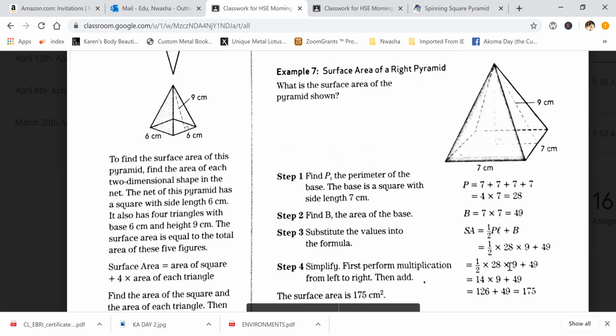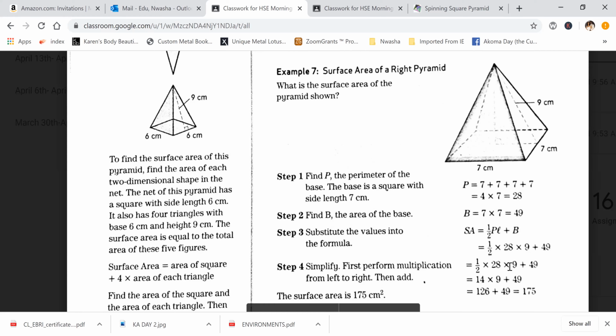Now they're saying, what's the area of the base? That's a capital B. So now this is just 7 times 7 is 49. So those are the 2 numbers that you need to substitute into the formula. So now finally in step 3, they're telling you to use the surface area formula, which is 1/2 of the perimeter of the base times the slant length plus the area of the base. So that's how you're kind of translating that, like from algebra, but you found those 2 numbers already.